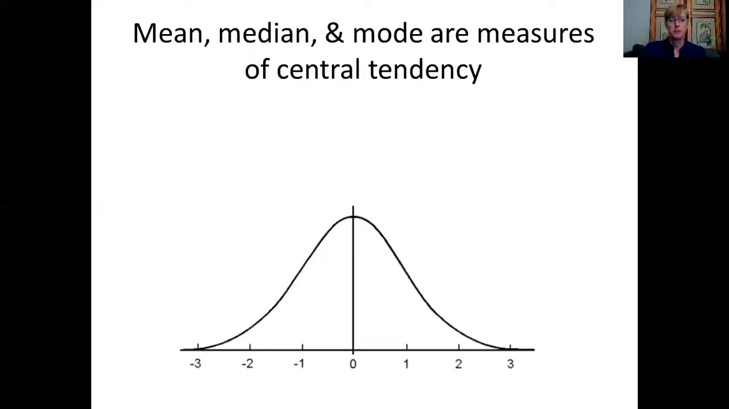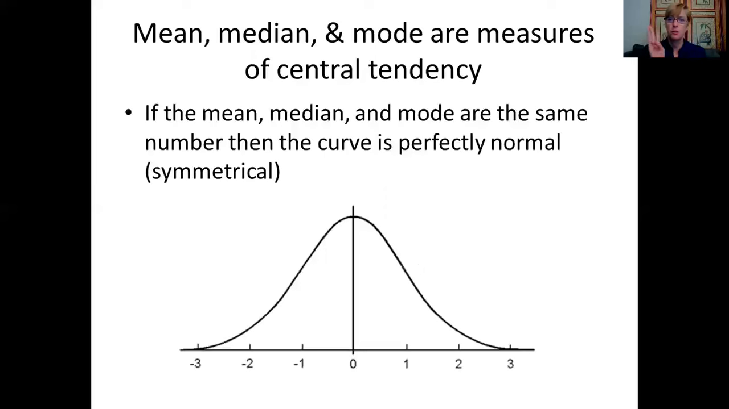And what that means is if these 3 things are exactly the same number or really, really close, what that tells us is we have a symmetrical distribution of scores. So here's a normal curve. And the thing is, a lot of stuff that we measure in psychology is normally distributed.